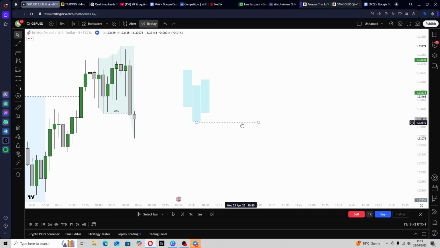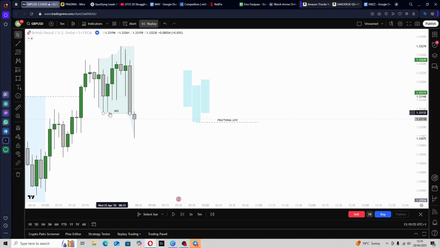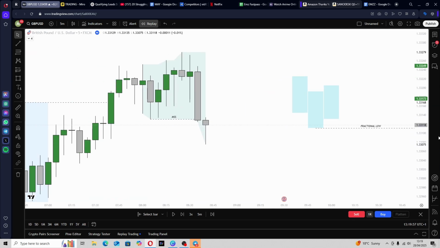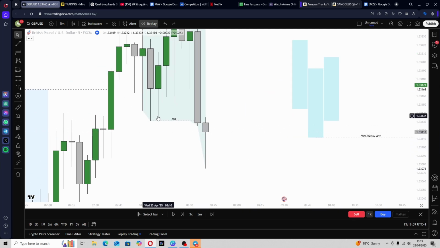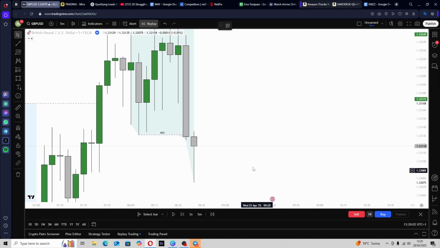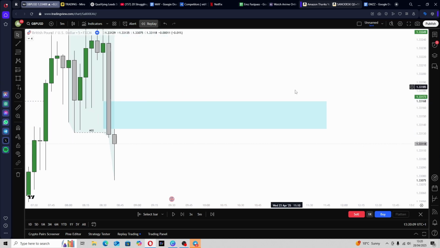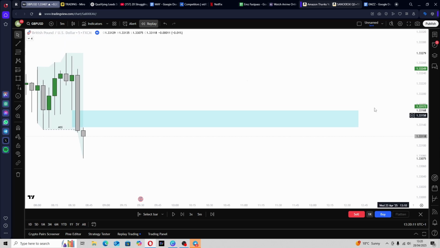Which is why I mark this out as our fractal low. So that will be our fractal low, and this is why we mark this as our market structure shift, because you can see that the candle before it and the candle after it did not go above it, which makes this our main candle. All we've got to do from here on out is mark out our fair value gap, which would be from here to here, and it's a very good fair value gap, and that's all we needed.